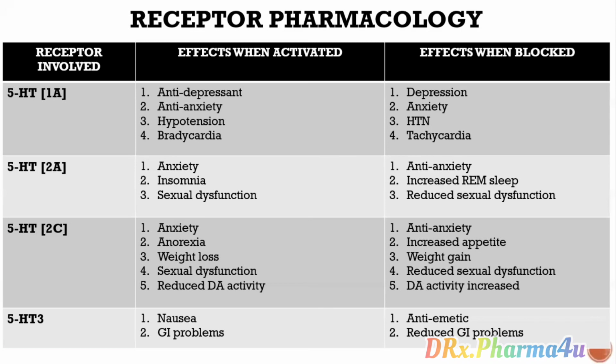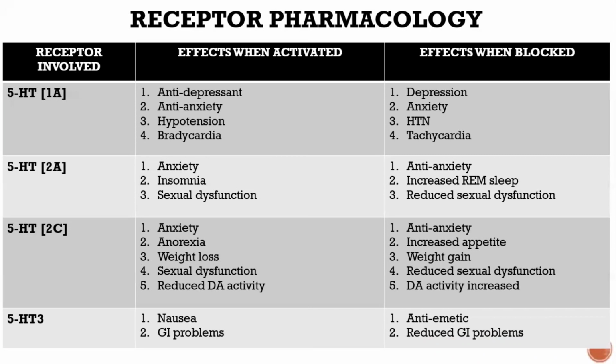So now you can predict what will happen if any molecule blocks 5-HT1A receptors. If it is blocking, then it will increase the risk of depression. It will increase the risk of anxiety. It will increase your blood pressure, and it will increase your heart rate also. So this is how simple it is. You just have to understand what a particular receptor's function is in our body, which molecules activate it, and which molecules block it.